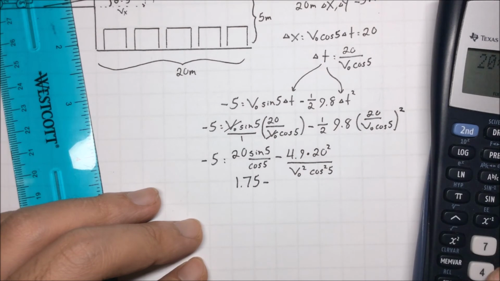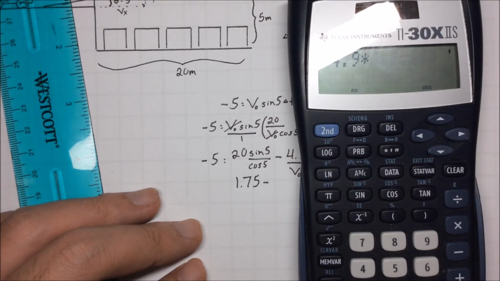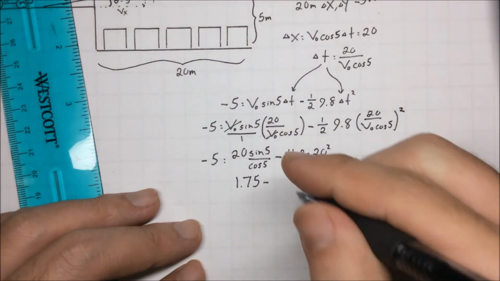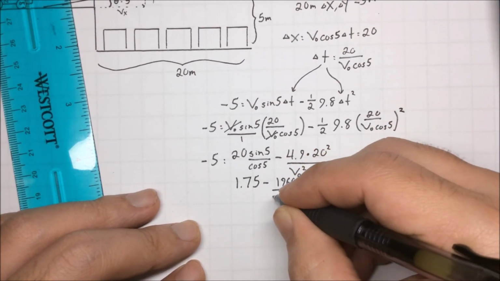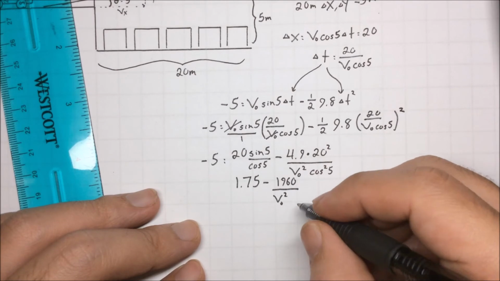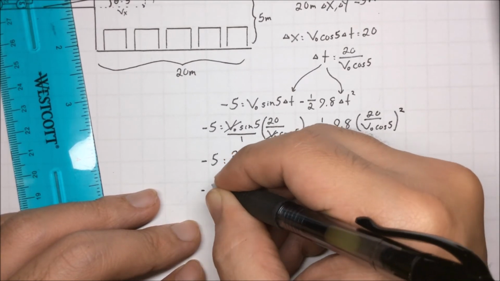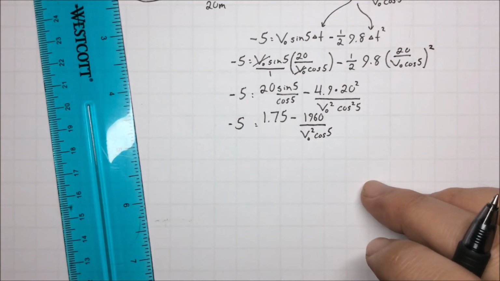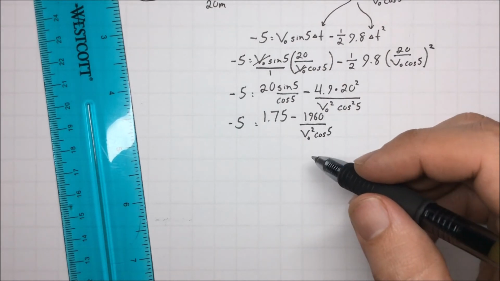I'm going to say minus 4.9 times 20 squared. It's 400, right? And we get 1960. And divided by initial velocity squared cosine 5. This is all equal to -5. Okay, hopefully you're still with me. I know this is going to be a longer video. I'm sorry for that. But you do need to know the math.